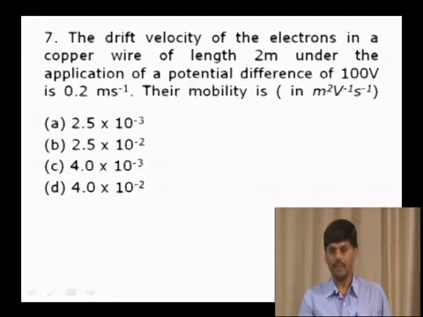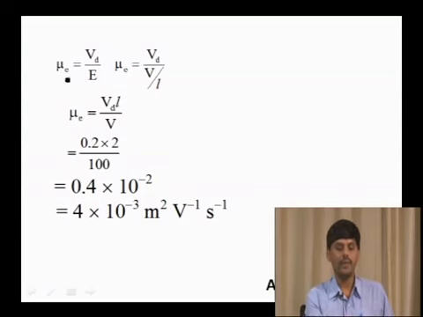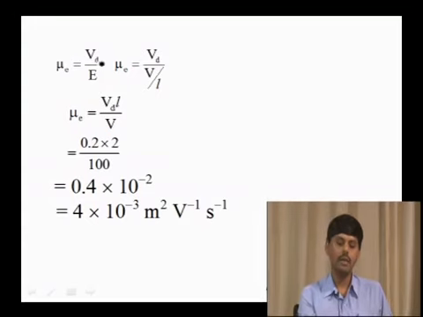The solution for this: we have a relation, mobility is drift velocity per unit electric field. This can be rearranged, the electric field can be written as V by L. So therefore L is shifted up, mobility = Vd × L / V. Vd is the drift velocity, L is the length, V is the voltage. Substitute the values: Vd is 0.2 meter per second, length is 2 meter and the potential is 100 volts. 2 × 0.2 is equal to 0.4.